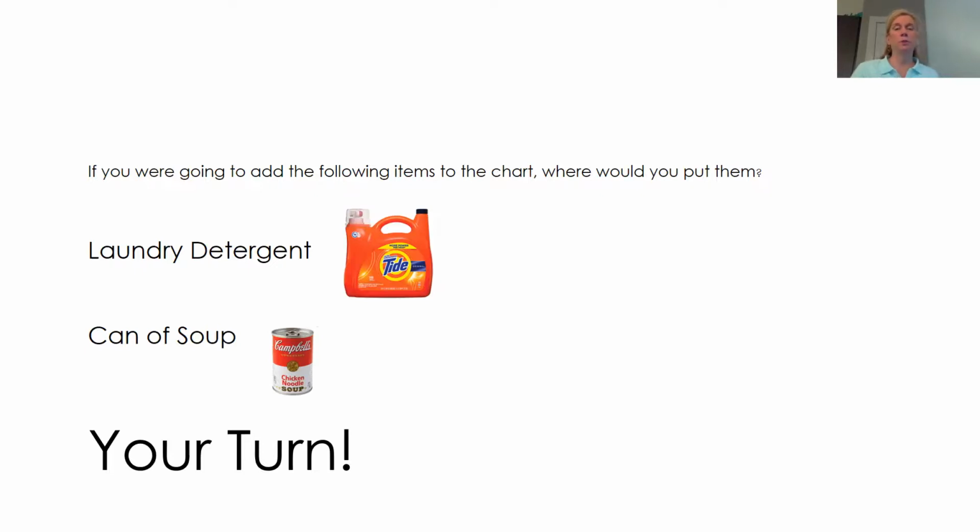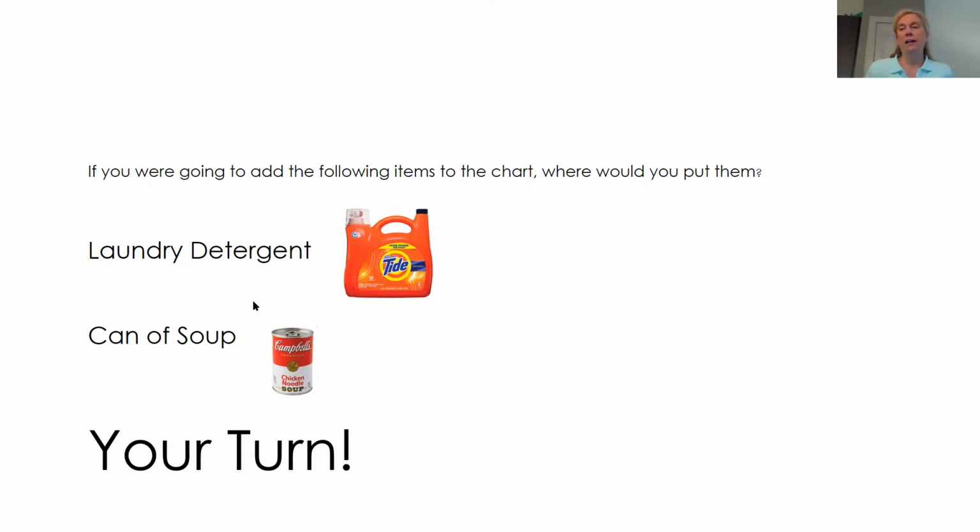Next is a can of soup. Stop, tell anybody in the room, or even say your thoughts aloud. Is the can of soup less than a liter, about 1 liter, or more than 1 liter? I bet you picked less than 1 liter. It is certainly less than 1 liter.